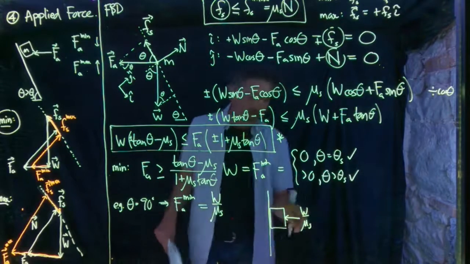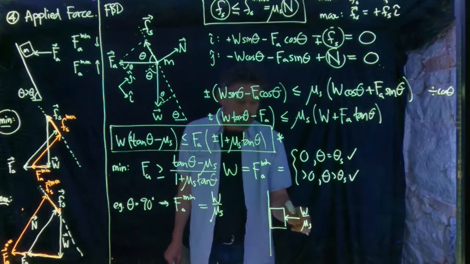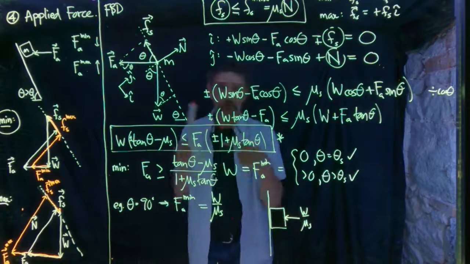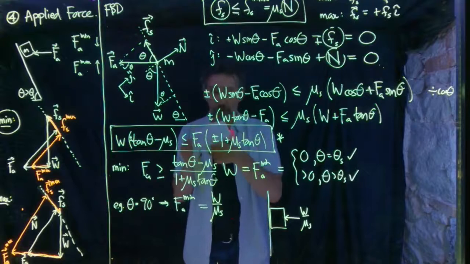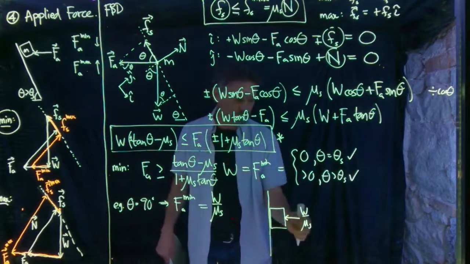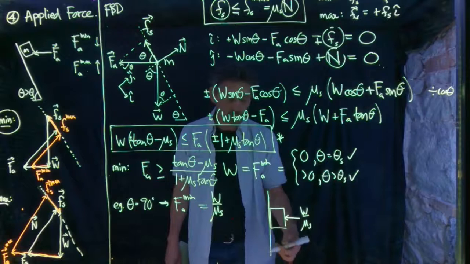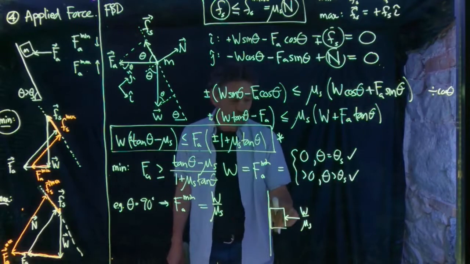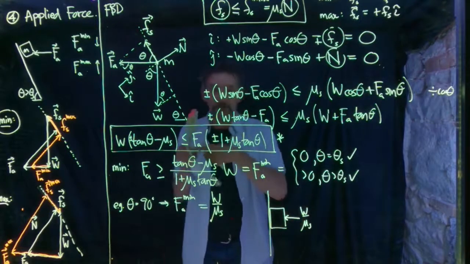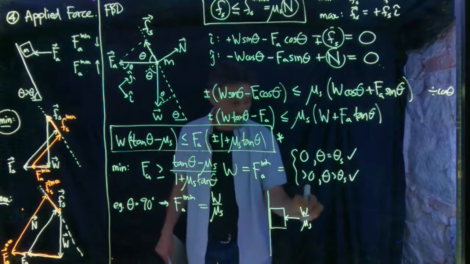Okay. Notice that the smaller mu s is, the more slippery the surface is, so to speak, the harder you have to push to keep it from sliding down. So when mu s gets small, this force gets large. Okay. Also, when the weight gets large, then the sideways force also has to be large. So all of this is making sense.